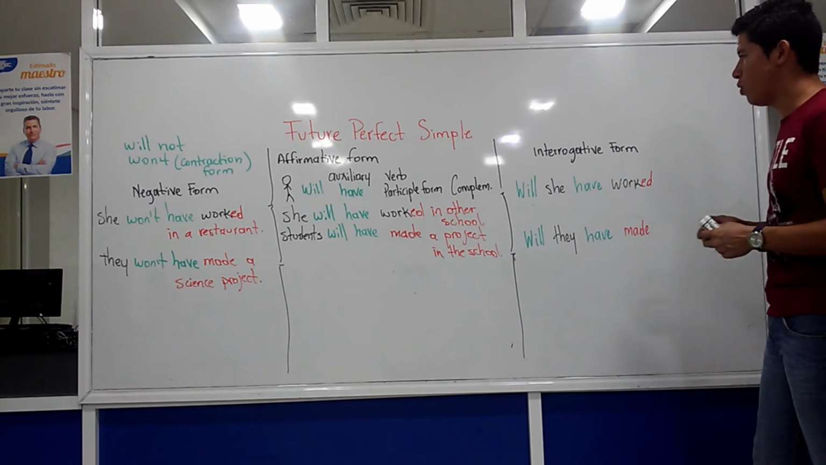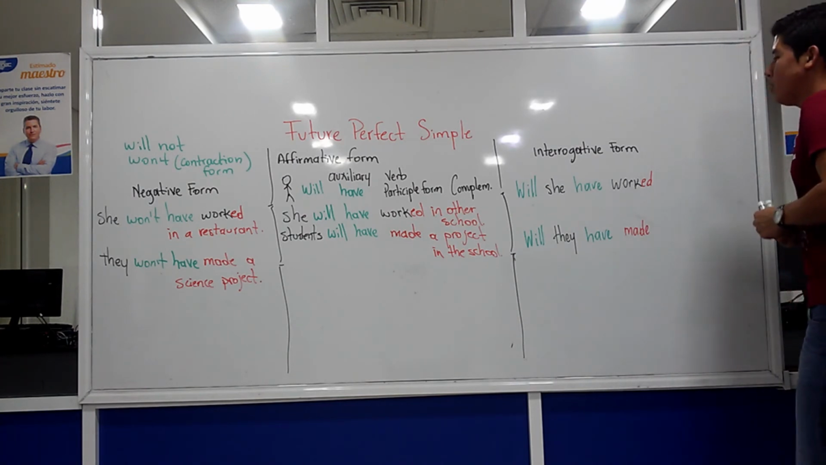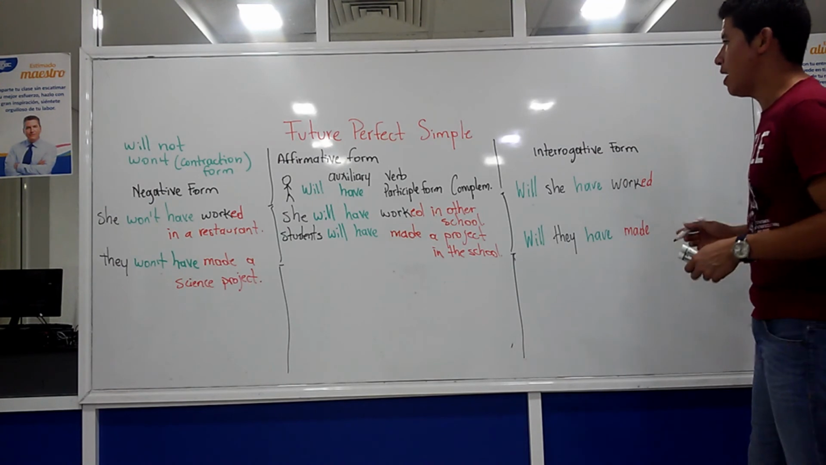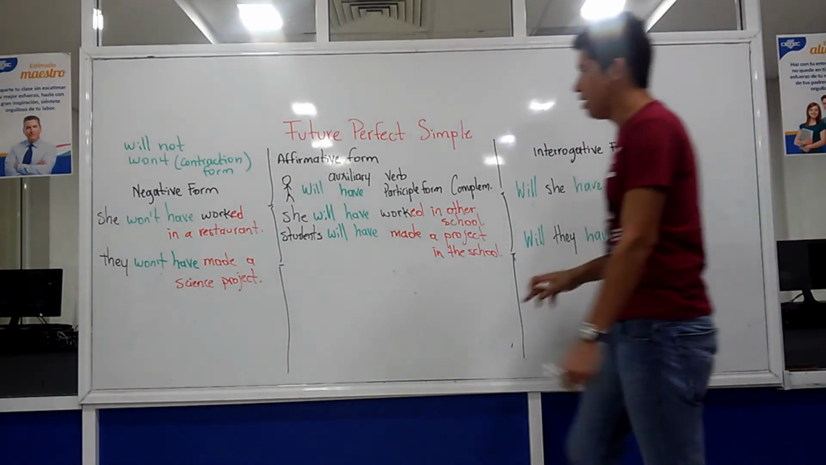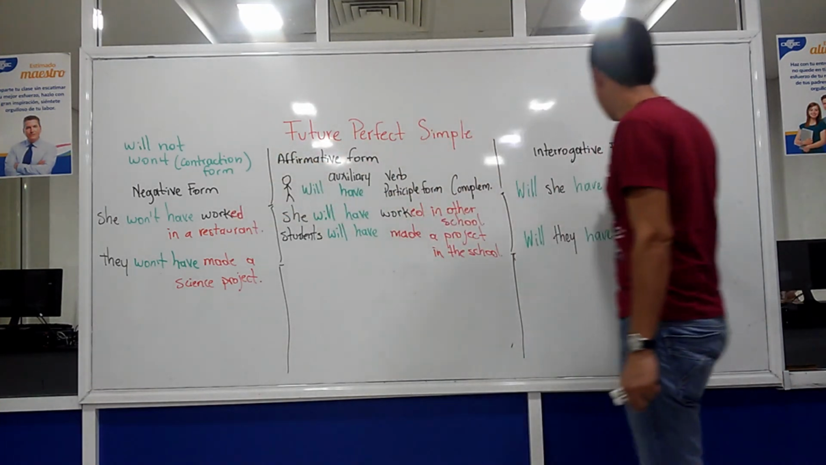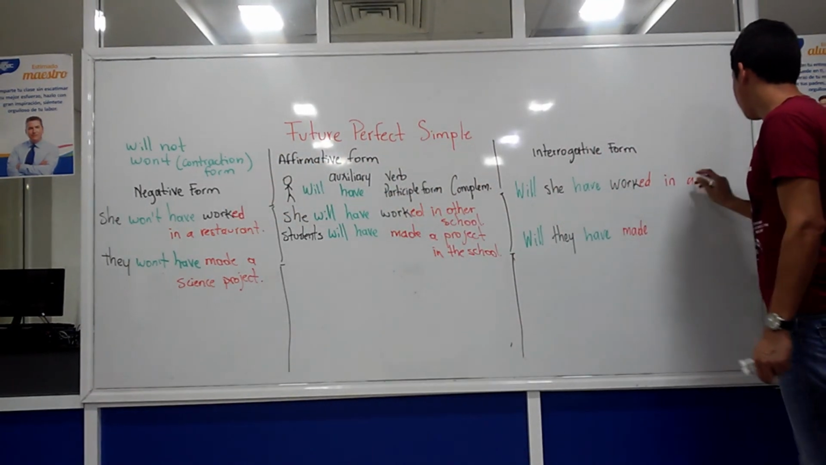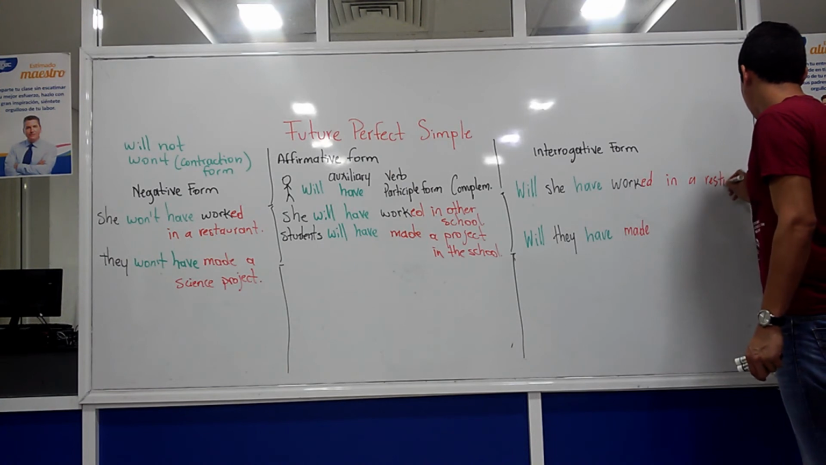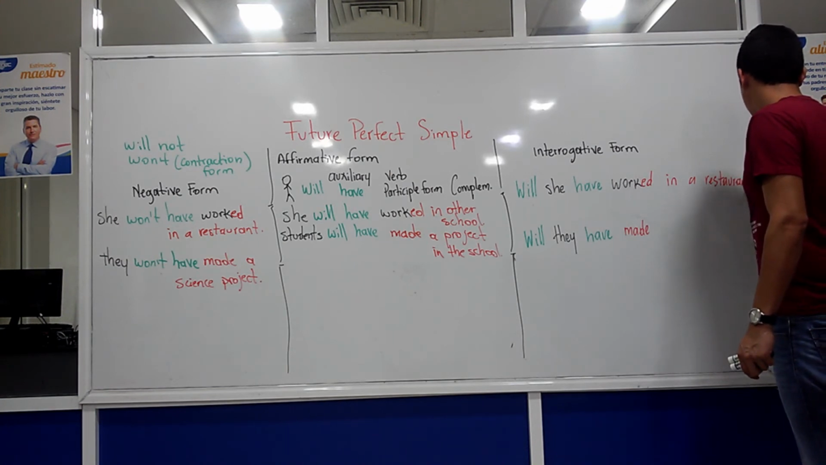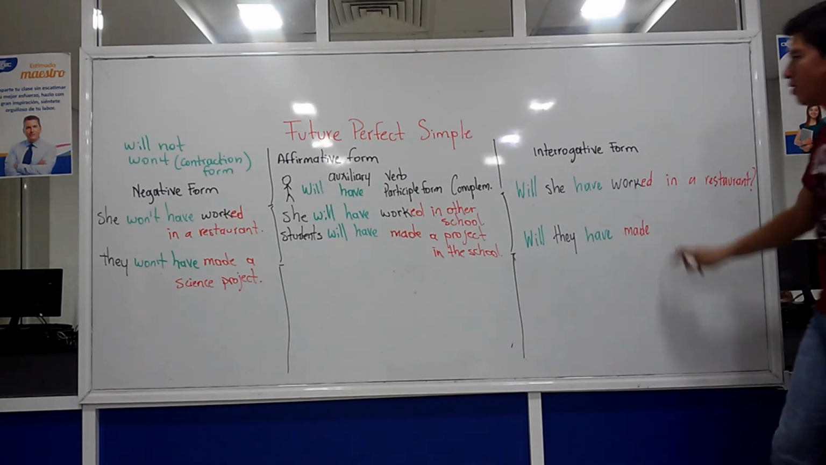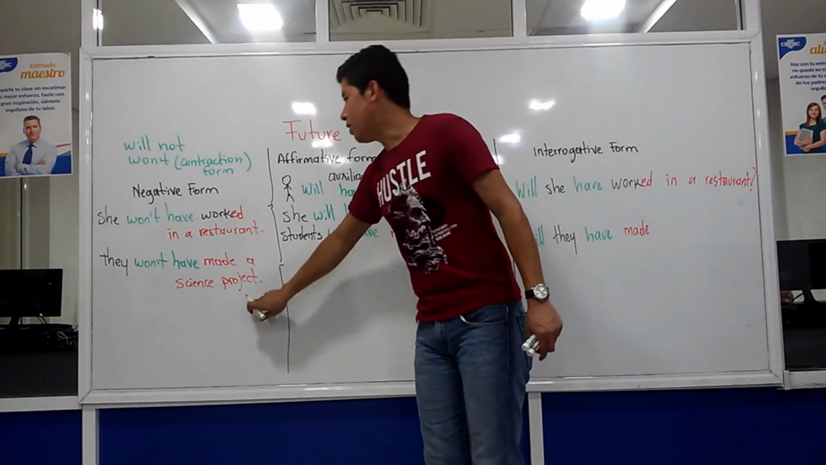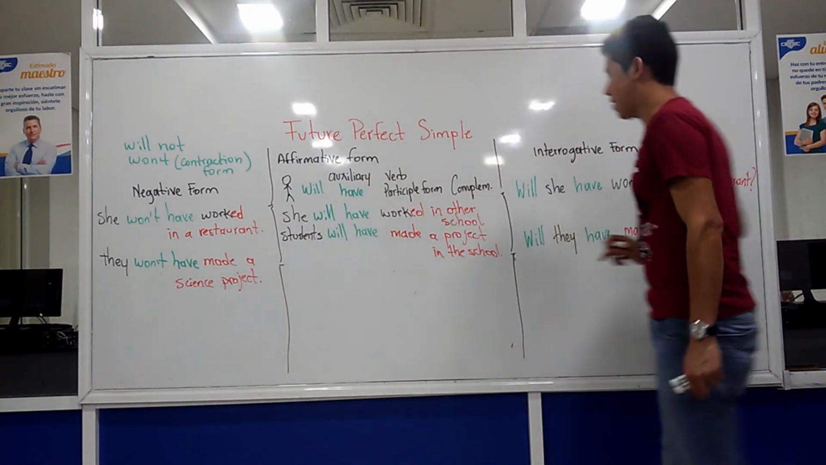Okay, and the question is, will she have worked in a restaurant? I change the negative word, the interrogative word, in a restaurant. That's the question. Okay, and this is the question. Will they have made a science project?